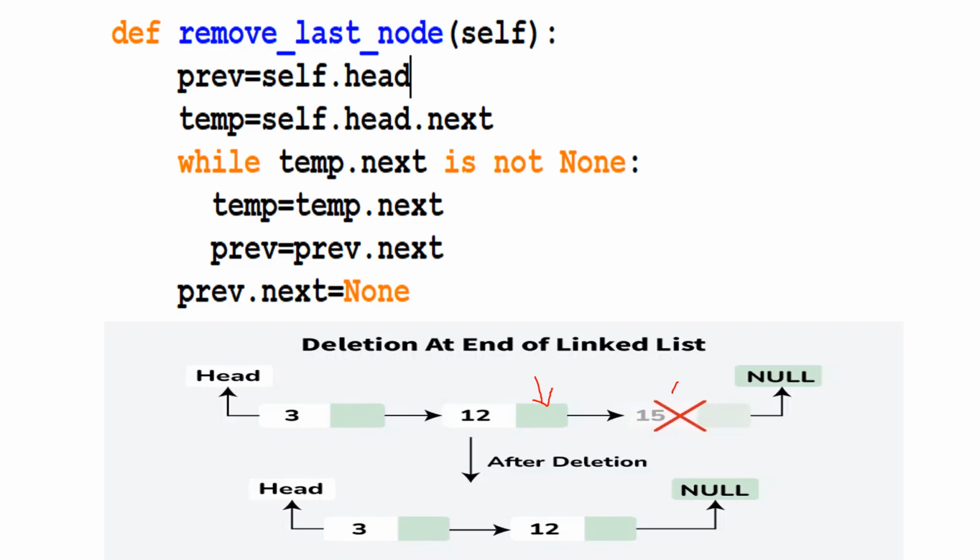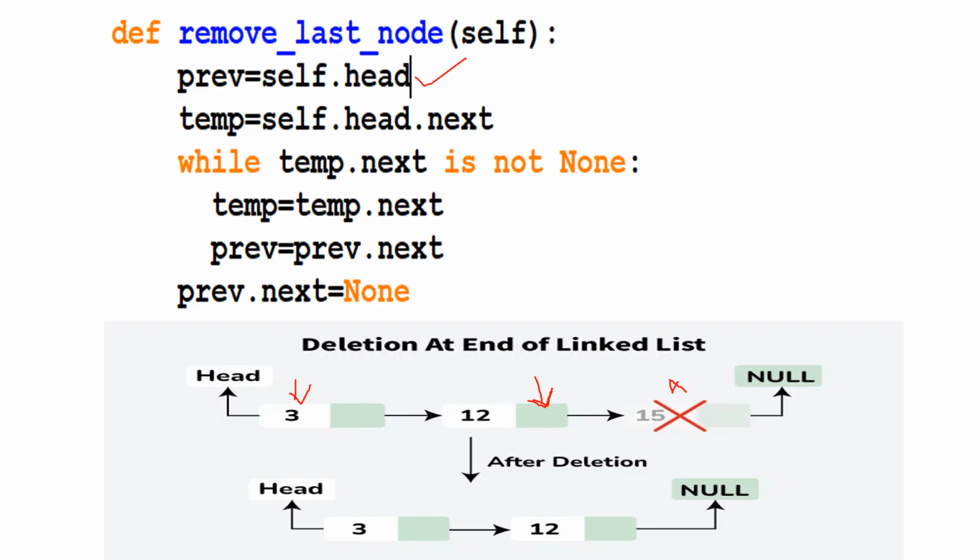No need to traverse up to the last node. Just move to just before the last node. You should not reach the last node, reach up to the previous node. So previous initially stores self.head, the starting node, and temp is self.head.next. Head is the starting node, head.next is the second node. Temp is actually the next node. So first, previous is the first node, temp is the next node of the head.